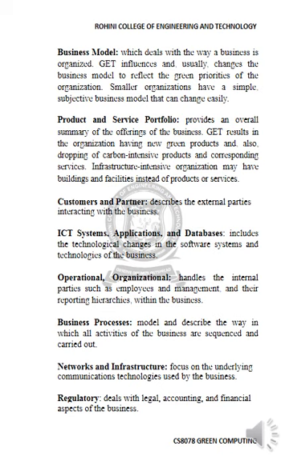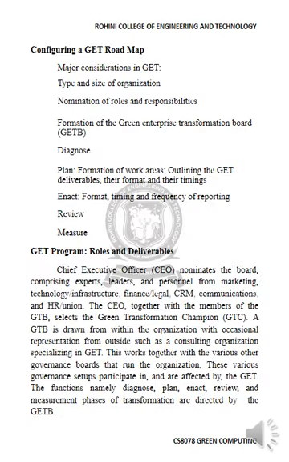The business model deals with the way in which the business is organized. It influences and changes the business model to reflect the green priorities of the organization. The product and service portfolio results in the organization having new green products, also dropping carbon-intensive projects. Then customer and partner describe the external parties. Then the business process model describes the way in which the activities of the business are sequenced and carried out.